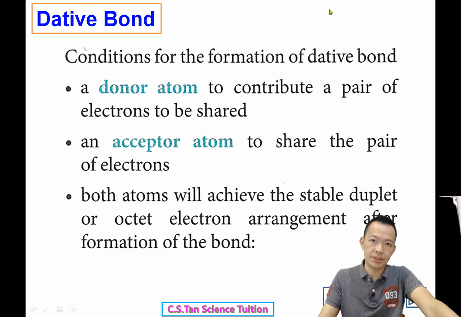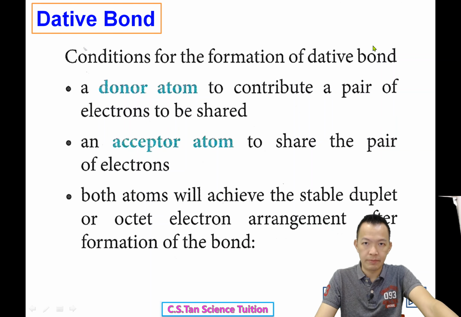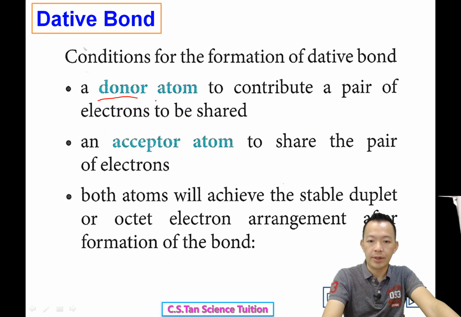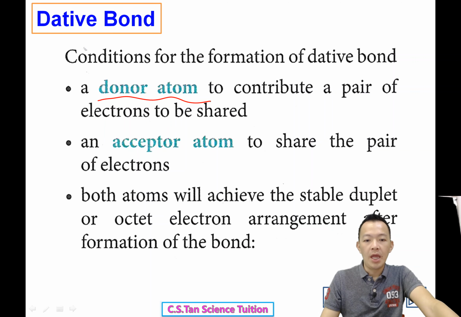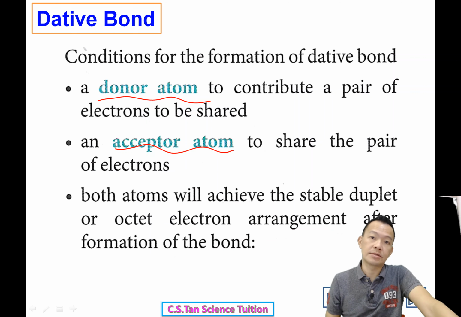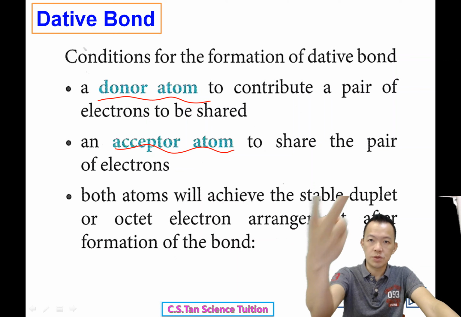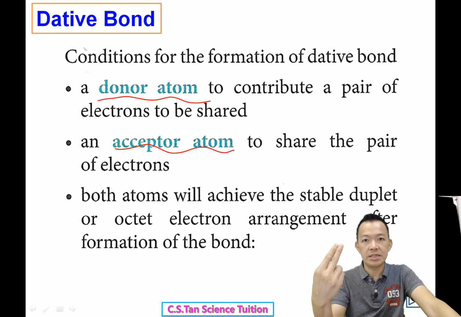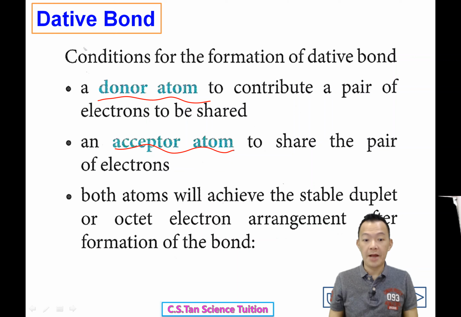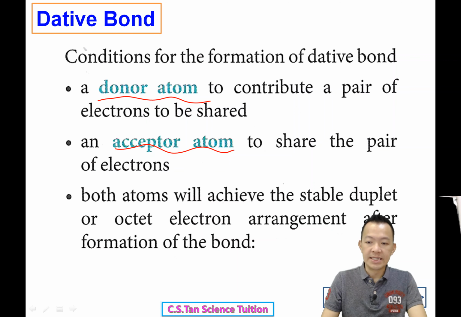But this 3 sentence actually is important. Condition for the formation of dative bonds. So 如果要出现这种 dative bond, 很特别的 bond, 一个出全部, 一个什么都没有出, a donor atom to contribute a pair of electrons to be shared. 一定有一个 donor atom, 它出全部的. And acceptor atoms, 另外一个 atom 叫 acceptor, to share the pair of electrons. 有人愿意出全部的东西, 出钱又出力, 一定要有另外一个人啊, 甘愿去收他的东西啦. So both atoms achieve the stable duplet electron arrangement after formation of the bond.